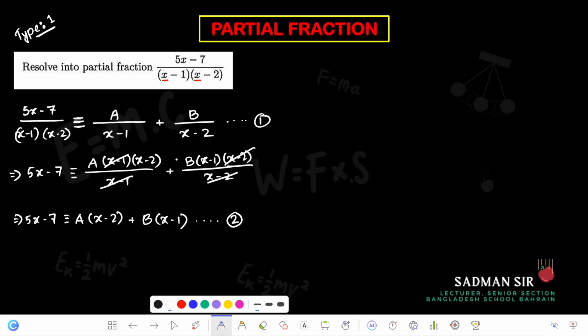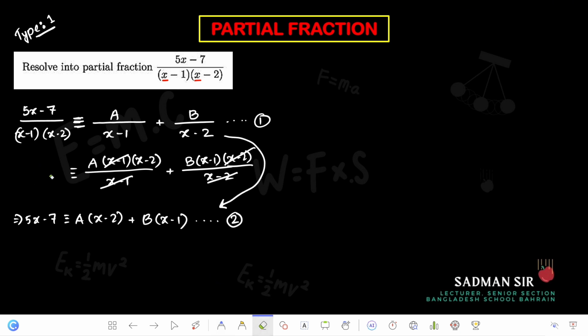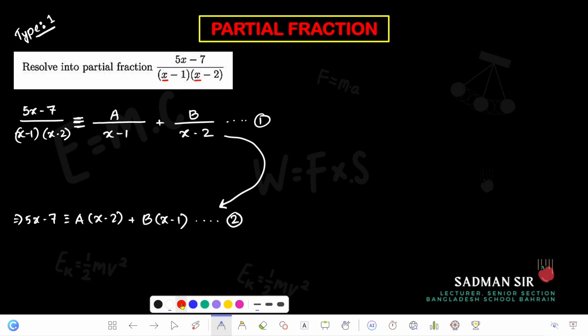Now, if you want, you can write this statement 2 directly from this line. How? I will show you a technique. Let us say I don't want to write this equation or the statement. I want to be able to directly write this statement from the first statement. So how can we do it? Think about it in this way.